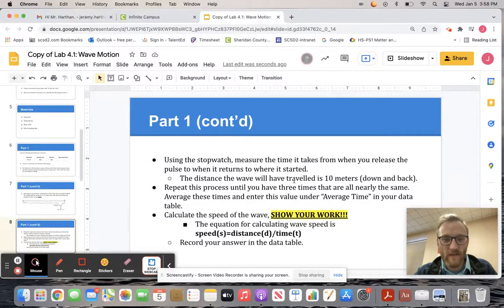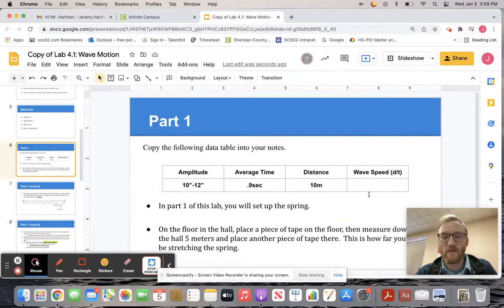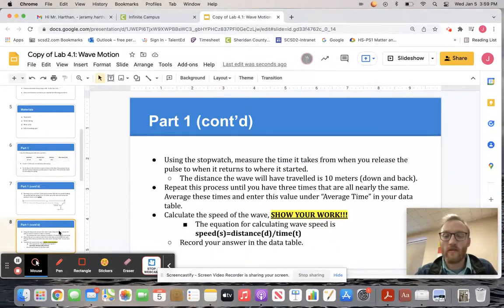That was Mr. Daniels. He was telling me about how bad you guys are. Anyway, it tells you how to do the analysis portion right here. To calculate speed, we're just going to do the distance, which was our 10 meters, divided by our time, which is 0.9. Then we're going to fill that back in on our wave speed. If you want to pause the video and go ahead and do that, it should just take a second.